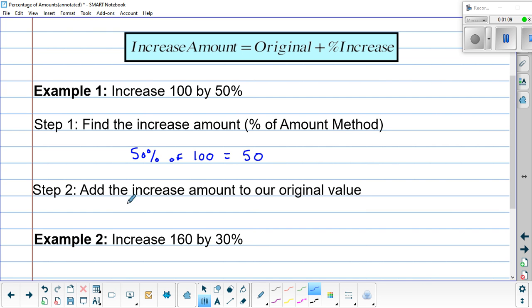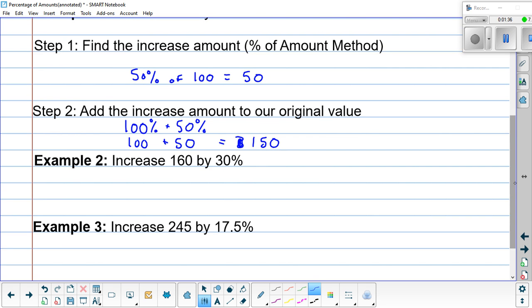So here, since it's increase, we always start at 100% of the value. So here we're doing 100% plus our 50%. At the end of the day, 100% of 100 is 100, and 50% is 50. I chose these numbers just to show you that they're nice and easy. And so we're going to get 150.